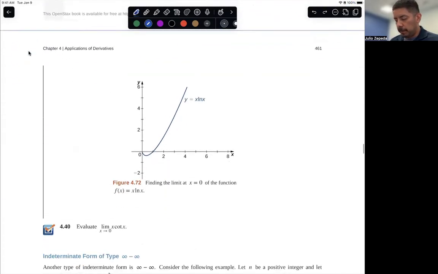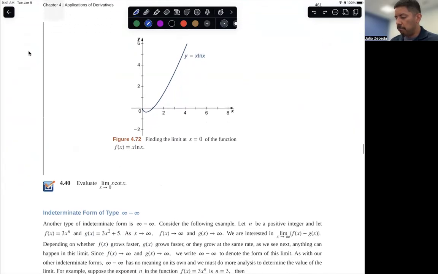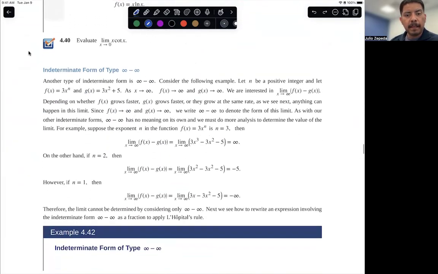All right, oh, and there's the graph. Nice. Okay. All right.